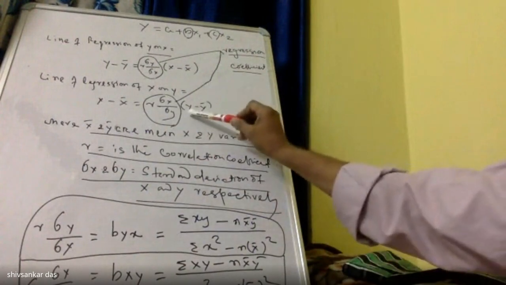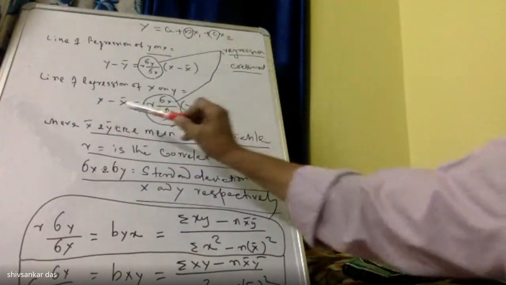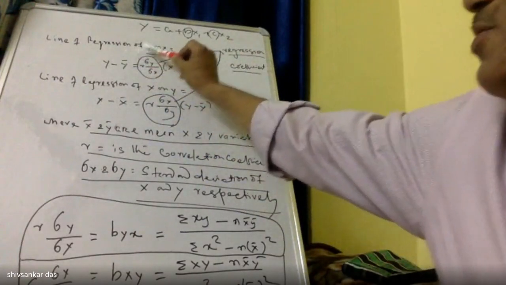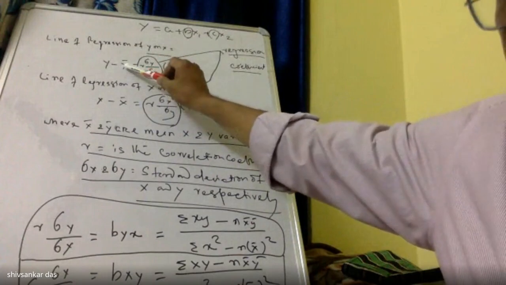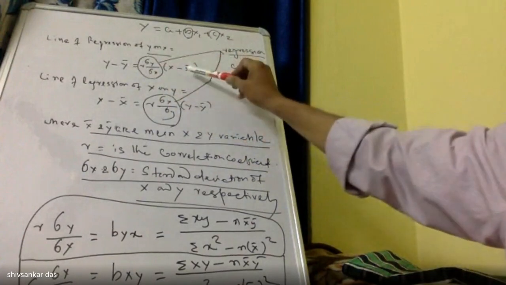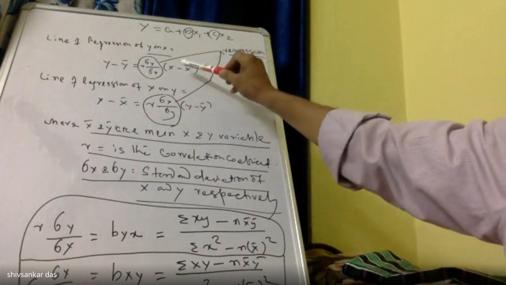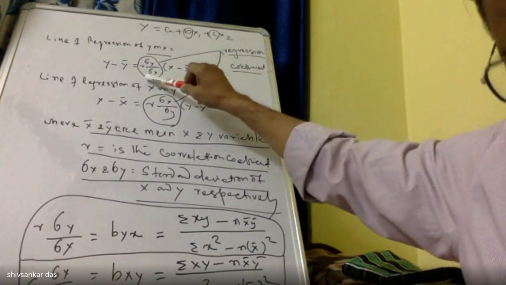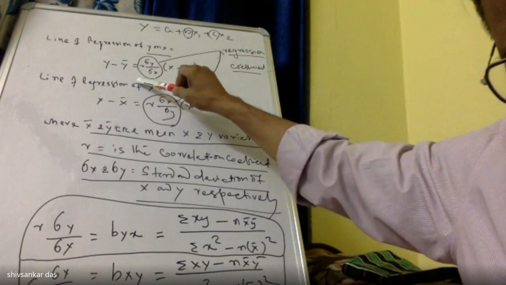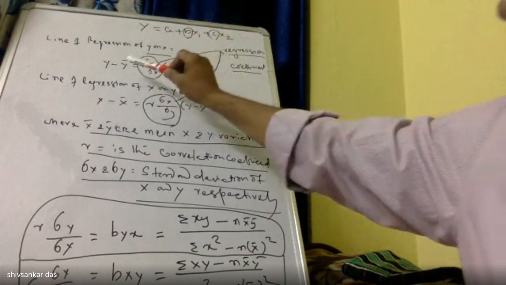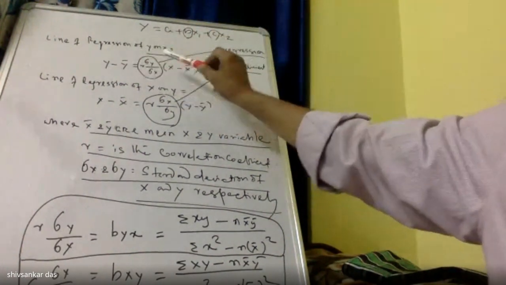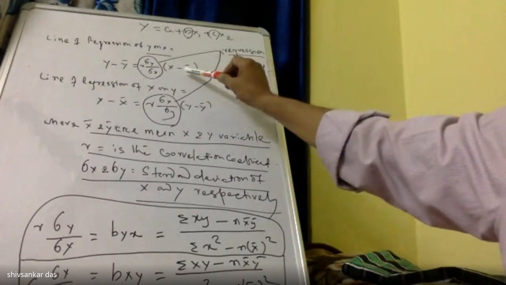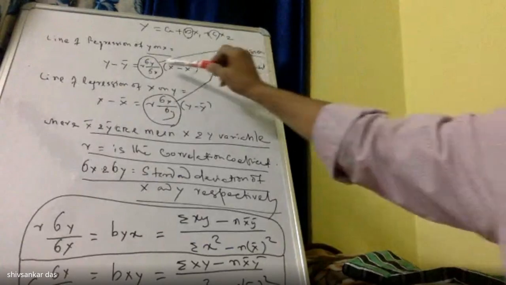Then y minus y bar, that is the line of regression of y on x. Y will be on the left side, x shall be on the right side. Whatever is on the right side will be in the denominator as sigma x. Do you follow? So y minus y bar is equal to r sigma y by sigma x into x minus x bar. This is the regression coefficient.